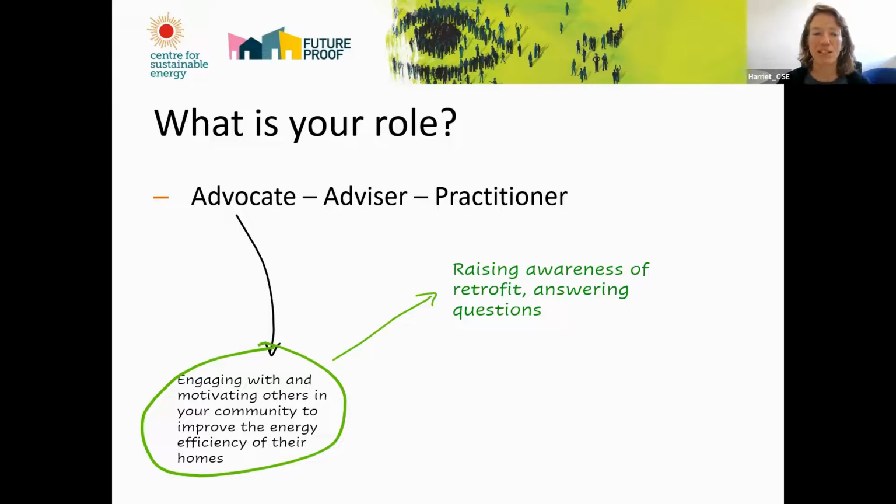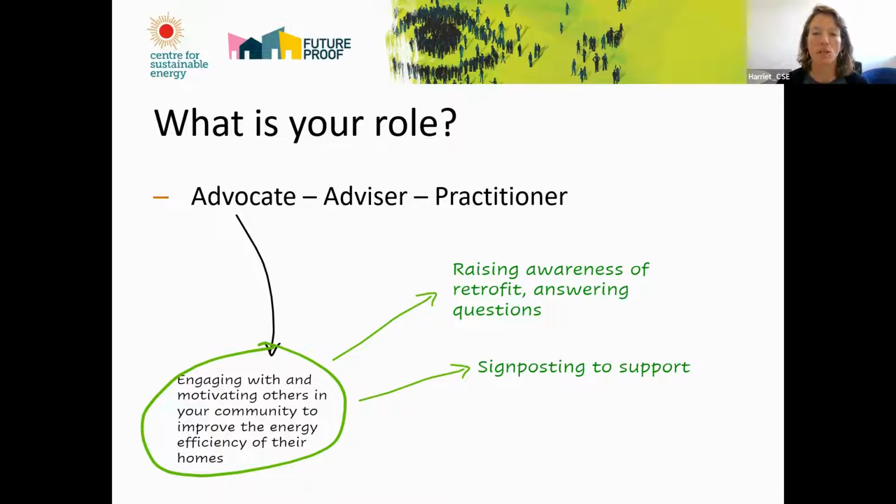And what does that actually mean? What does it mean to engage with and motivate others, and how might you do that? So very broadly, we can think about it as raising awareness of retrofit, answering questions. So we need to get a lot of people engaged. That's the bottom line. We need to get a lot of people thinking about retrofit, being aware of it, seeing opportunities for it. And that's the important role that you can play in your community.